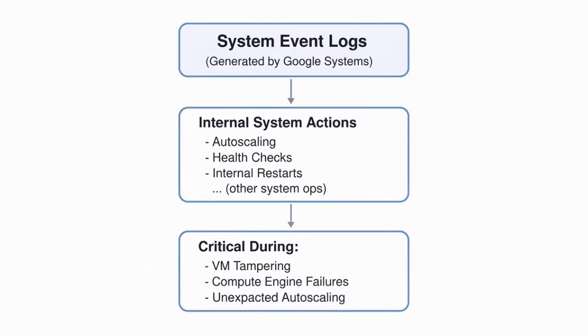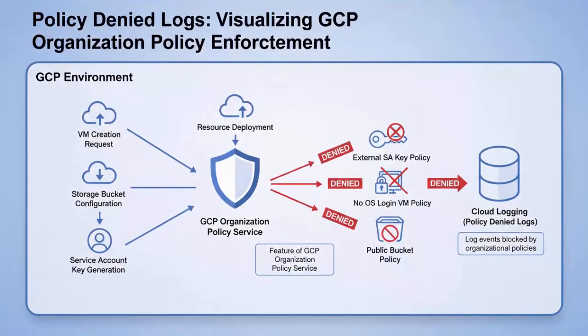All right, the fourth and the last type of Google Cloud event logs is the policy denied logs. Here you see log events blocked by organizational policies. This is actually a feature of the GCP Organization Policy Service. Examples of these logs are denying external service account keys, blocking VMs without OS Login, and also you will see logs of blocking public access settings.